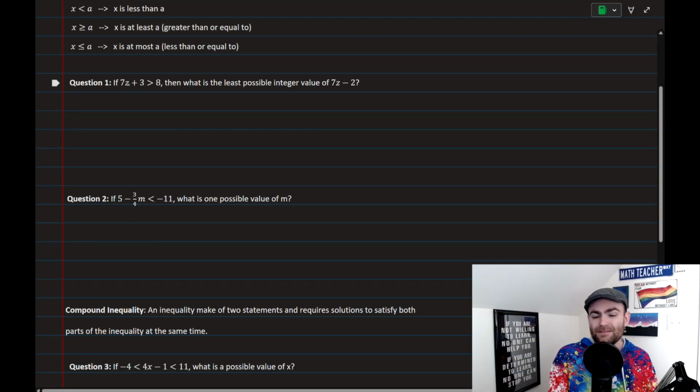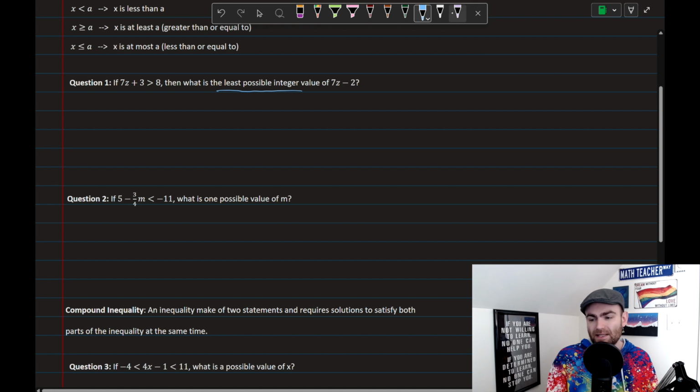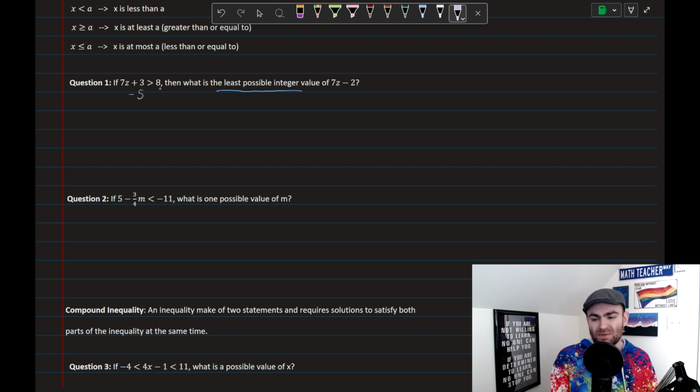So if 7z plus 3 is greater than 8, what is the least possible integer value of 7z minus 2? First and foremost, we're not even solving for z here. We're going to solve for 7z minus 2. And if you look, my equation's pretty close. I have the 7z, but I have a plus 3 instead of a minus 2. How can I handle that? Well, I can subtract 5, and that would turn that plus 3 into a minus 2.